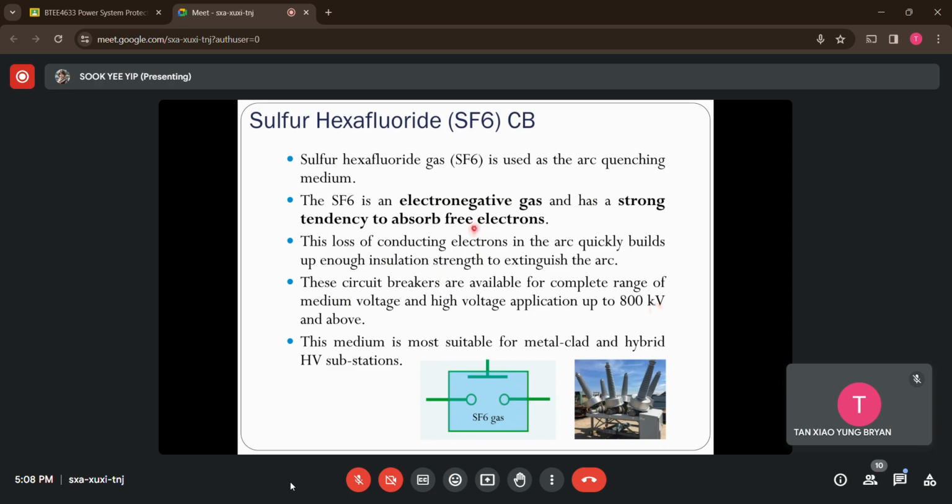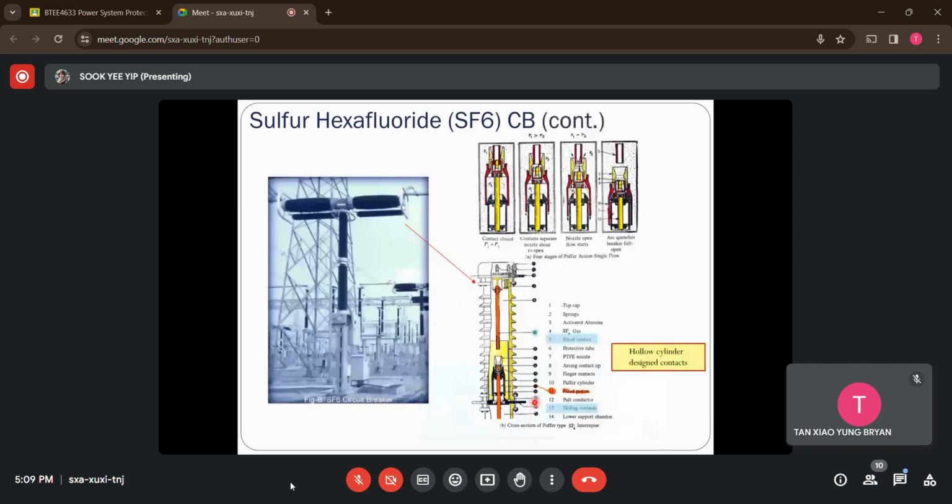So with these properties, it makes it very suitable to be applied for the metal clad switchgear, where inside there will be a bus bar that is expected to carry a high fault current, and even for hybrid high voltage substations. Now for this dead tank design of the circuit breakers, the inside is filled with the FSX gas.